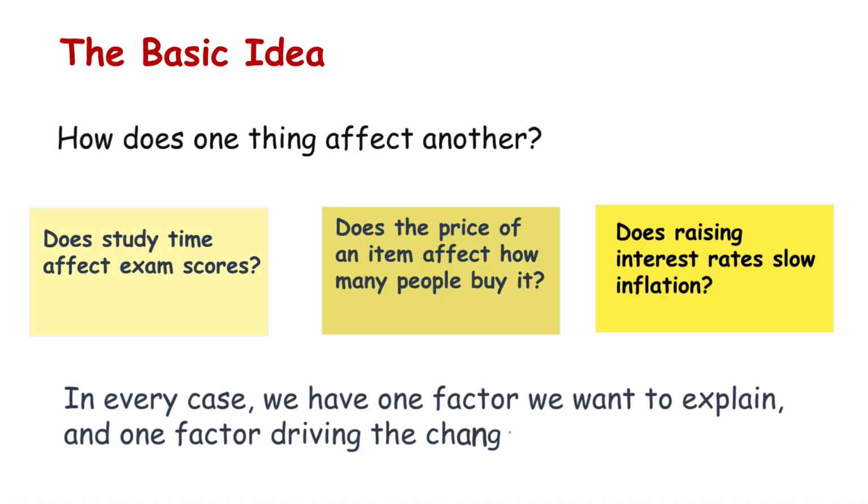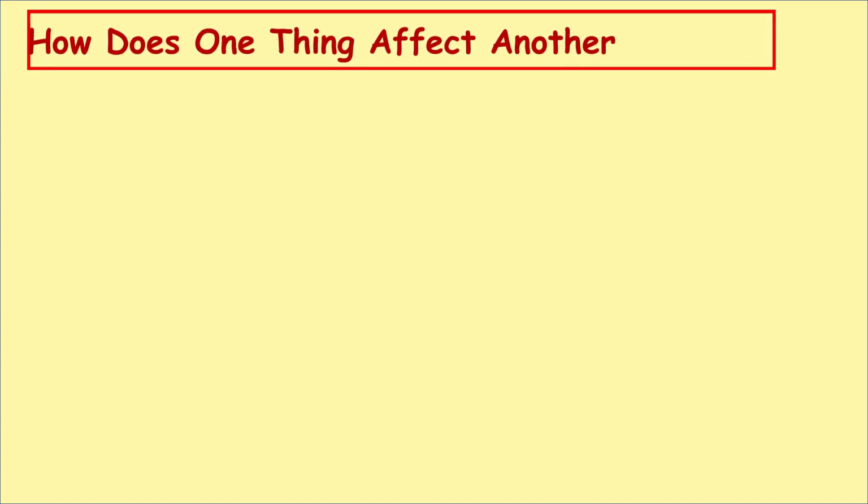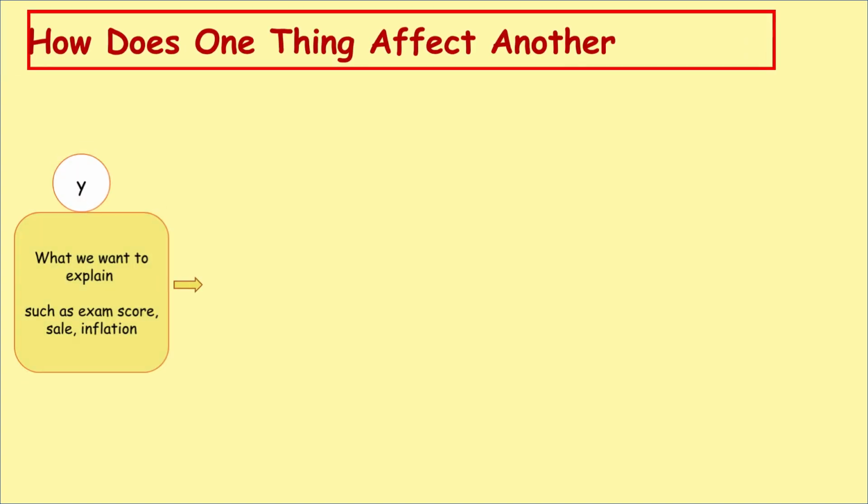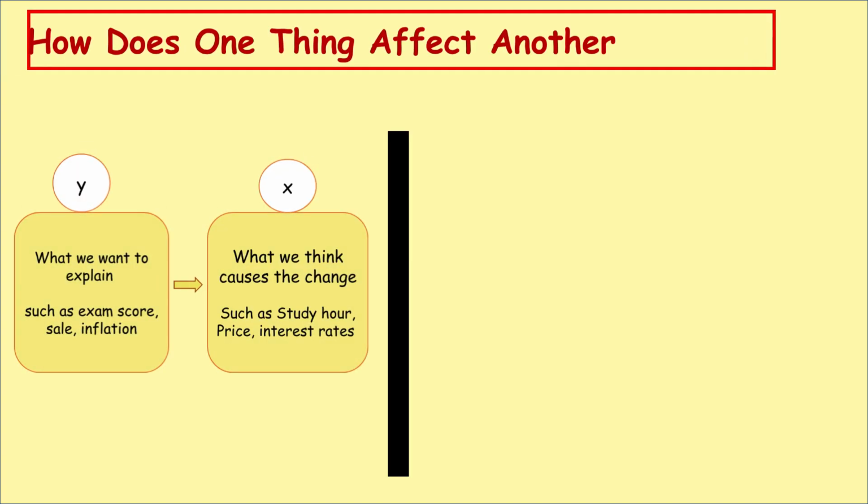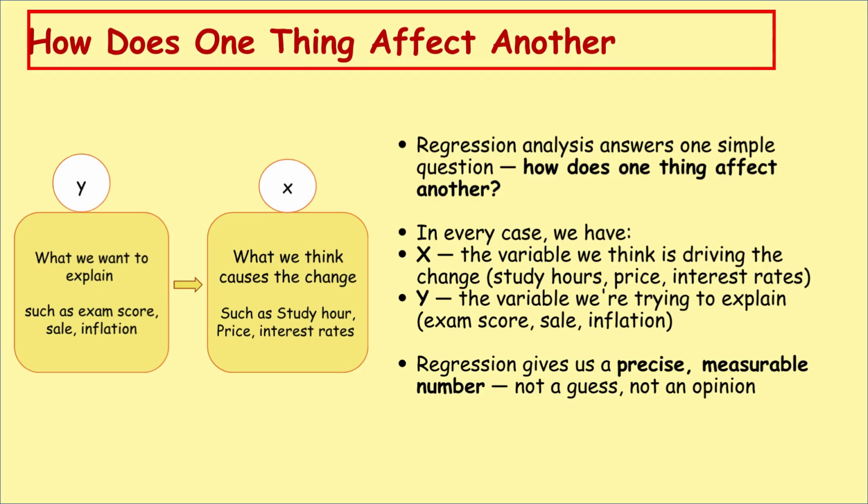In every case, we have one factor we want to explain. We call this Y, and one factor driving the change. We call this X. Regression answers, how does X affect Y, and gives us a precise number, not a guess, a real number.